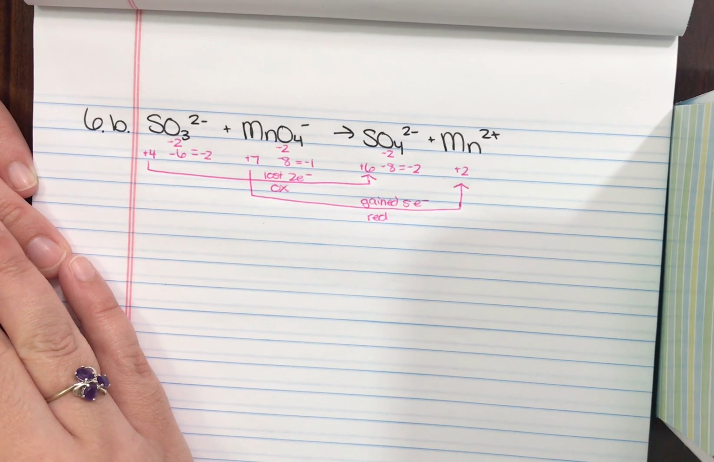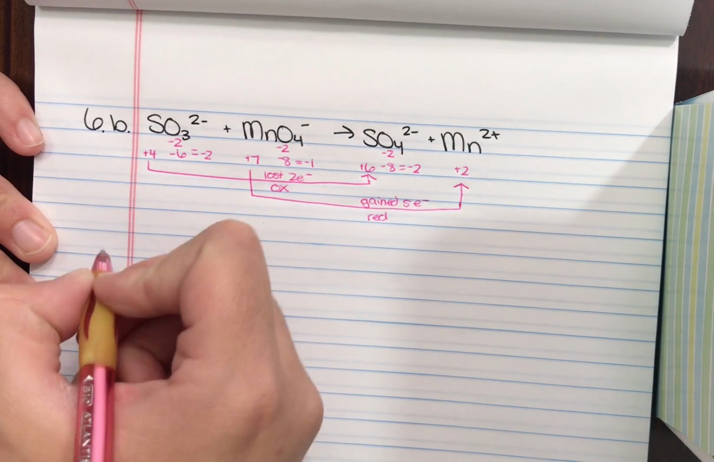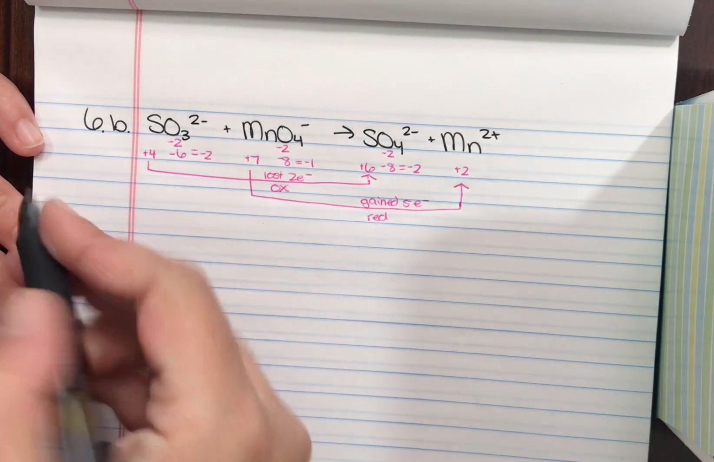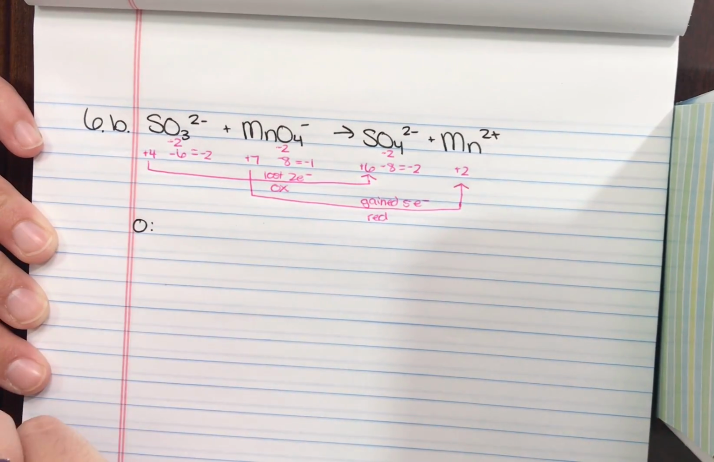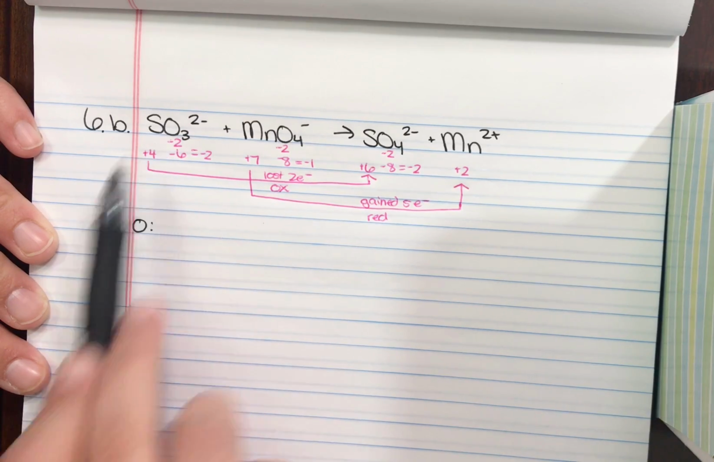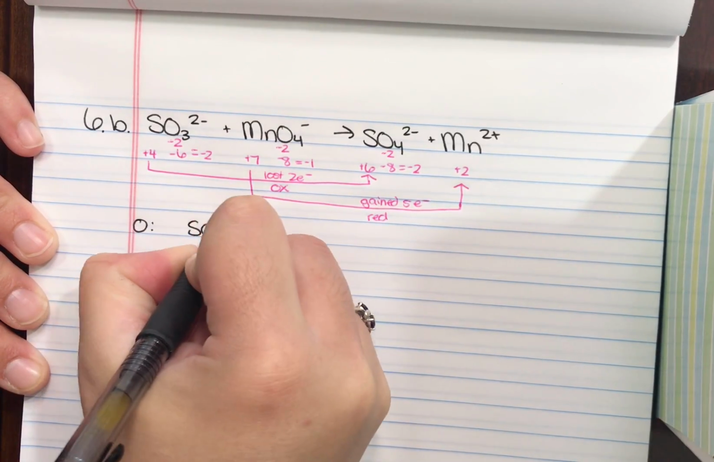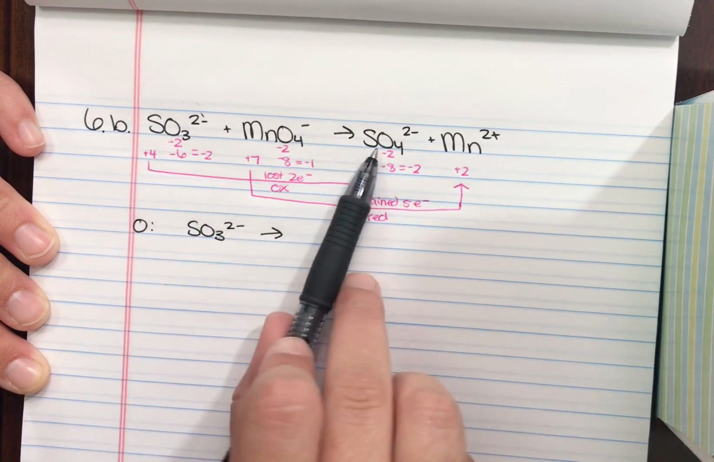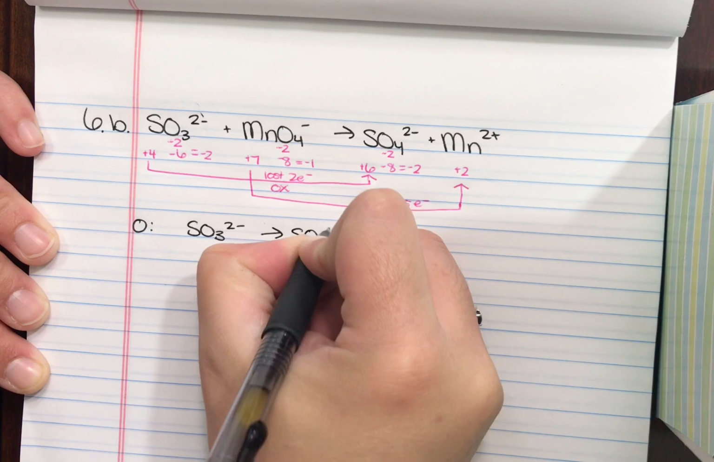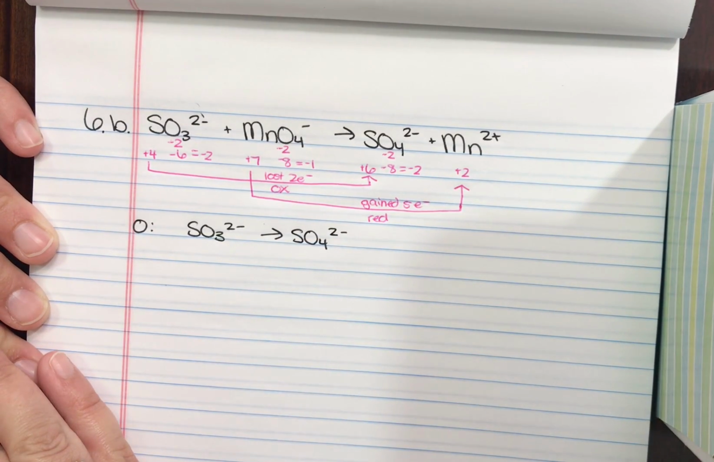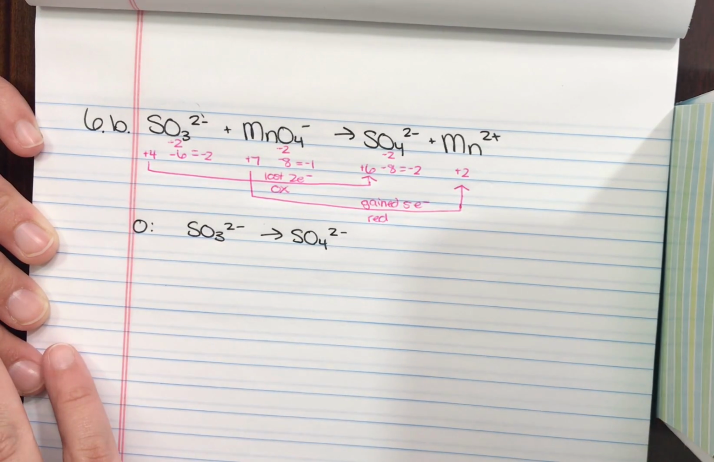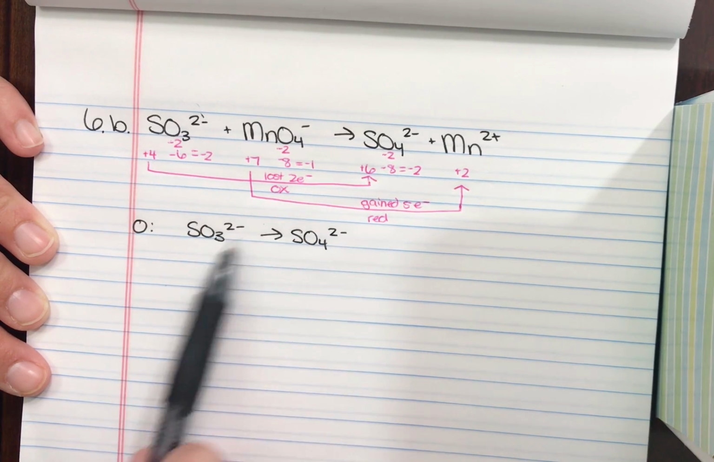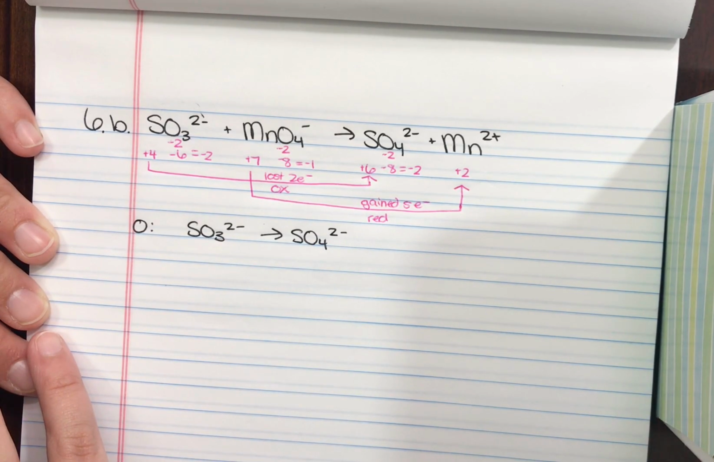Step number 2 is writing the half reactions with electrons. So let's write the oxidation reaction. So oxidation, what happened? Our one that was oxidized was our sulfur. So we're going to say SO3 2- yields, right? We're only going to take the sulfur, so our SO3 2- yields our SO4 2-. Okay? So that's what has happened overall. We have had a change, right? We're writing what was oxidized. That is our oxidation reaction.